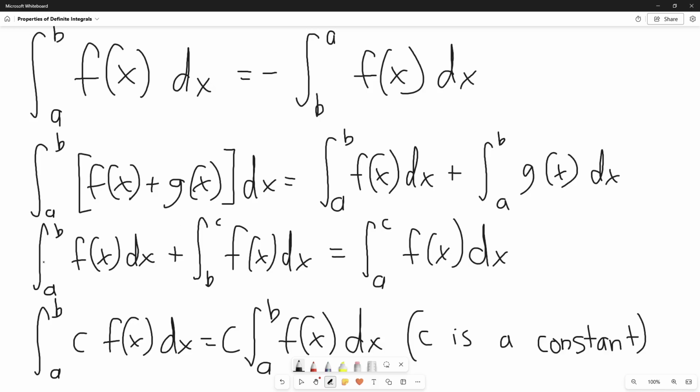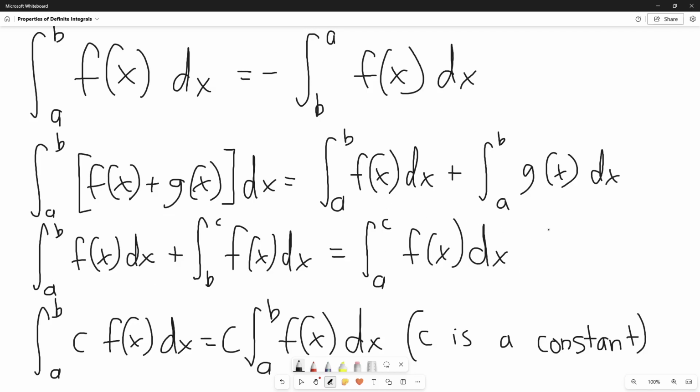And the third property: the definite integral from a to b of f of x with respect to x plus the definite integral from b to c of f of x with respect to x is equal to the definite integral from a to c of f of x with respect to x. As you can see, for f of x, we're adding from a to b, then b to c. So technically, we're adding from a to c, and that's what this is.